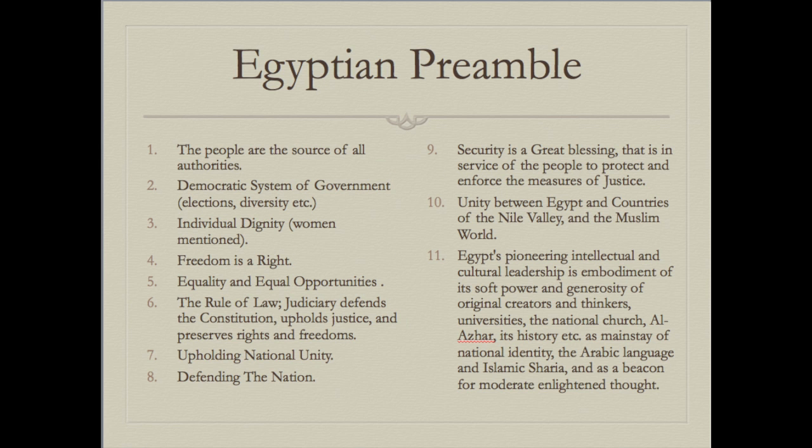1. People are a source of all power. 2. Democratic system of governments. 3. Individual dignity. 4. Freedom is a right. 5. Equality. 6. The rule of power, judicial defense. 7. Upholding national unity. 8. Defending the nation. 9. Security. 10. Unity between Egypt and countries of the Nile River. 11. Egypt's pioneering intellectual and cultural leadership.